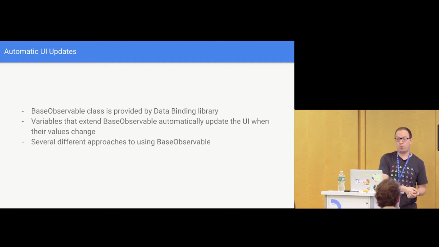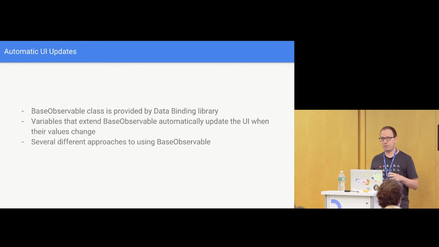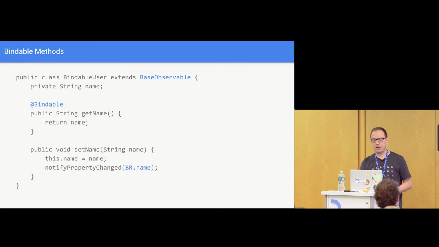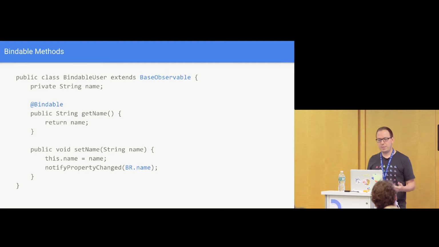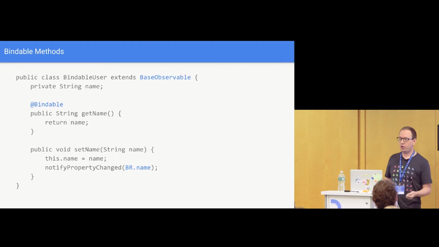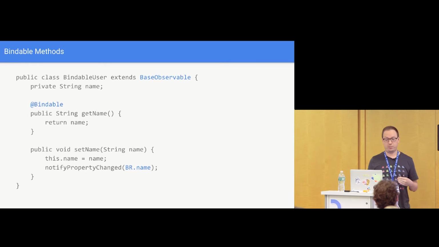There's a bunch of different approaches to using base observable, and I want to talk about a few of them because some of them are more simple and more complex and more powerful and less efficient. But I'd say that there's a use for all of them. So the first one, it's the most specific and efficient way of doing it. Basically, if you annotate a getter on one of your variables that you pass to a layout with this bindable annotation, then you can tell the model whenever that property changes explicitly.